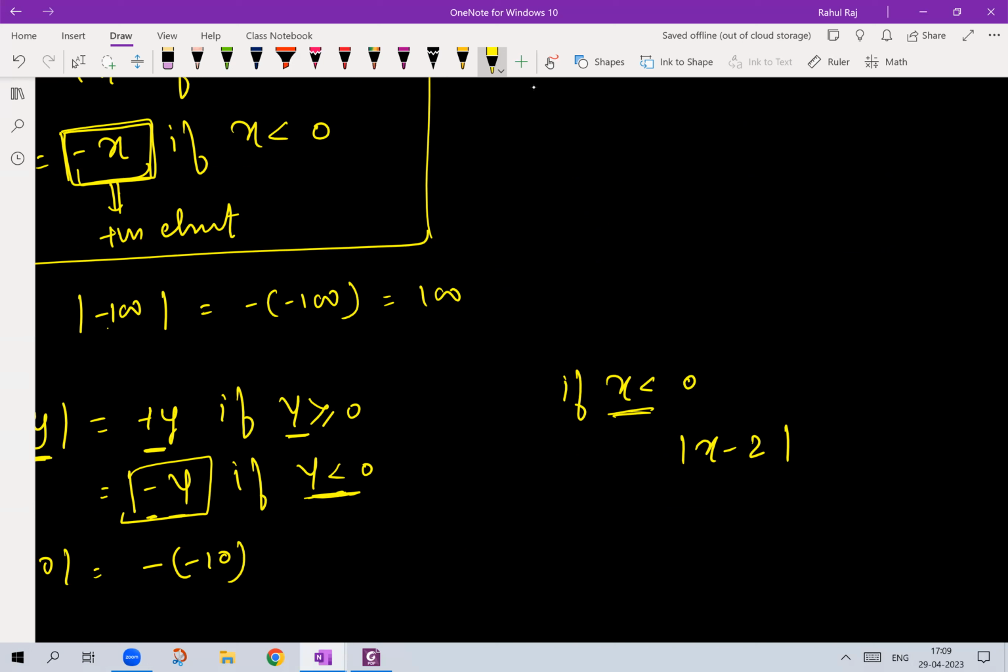If x is less than 0, what is the value of mod of x minus 2? Think about it. Don't you feel it will be negative of x minus 2? Absolutely, it will be negative of x minus 2. That is nothing but 2 minus x. Because now you put any negative value of x over here, it will always be positive.